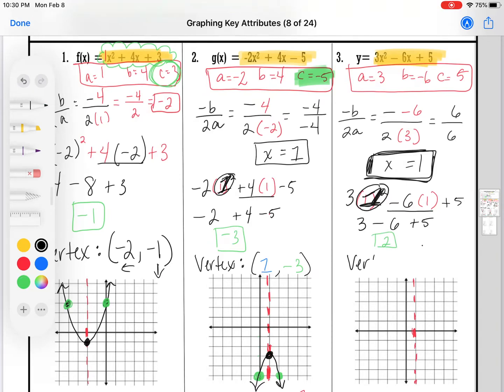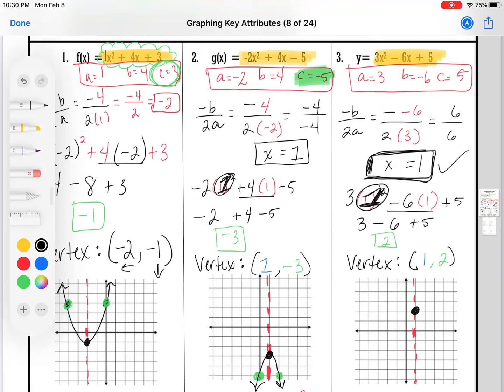So I now know that my vertex is at the number positive 1, because it's that guy here, comma 2. The 2 came from that y value right there. Okay? So that is the vertex of my graph. So now I can graph that point. I'm going to go to the right one, and then I'm going to go up 2, right 1, up 2. That's my vertex.